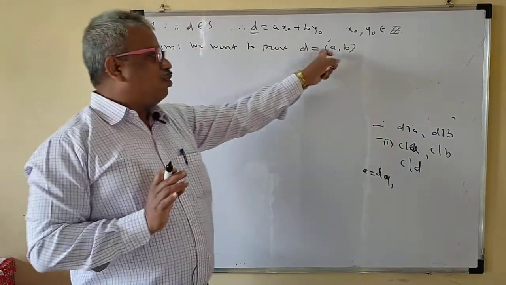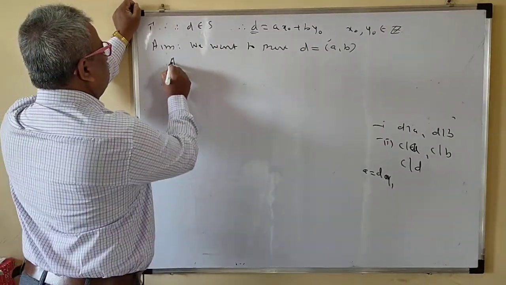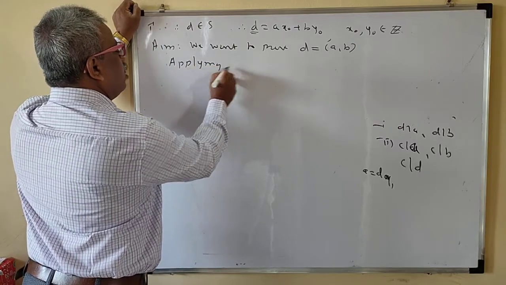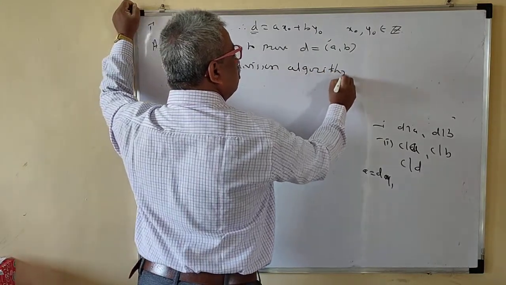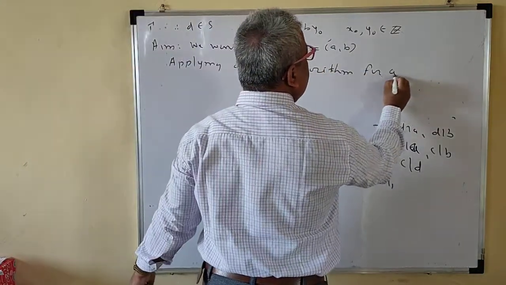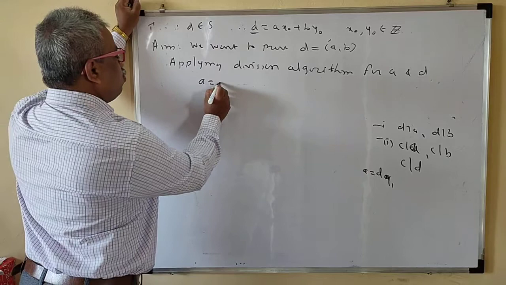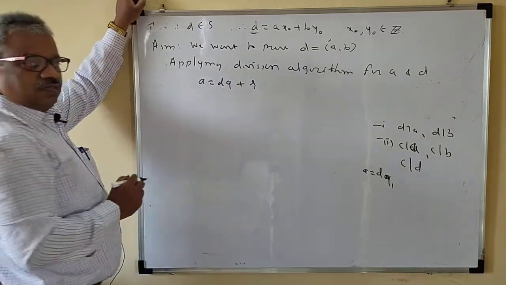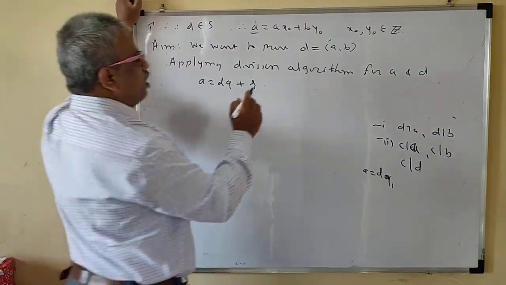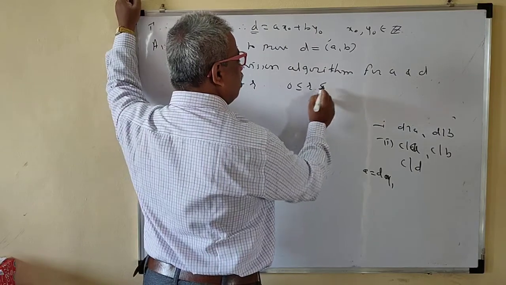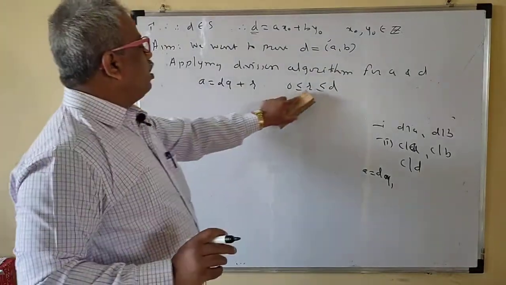Okay, so what will we do? We will prove D divides A. We will apply the division algorithm for A and D. Now A is the biggest number, so A is equal to DQ plus R. Now D is positive, so we just write 0 less than or equal to R less than D. No need to write mod D here because D is already positive.